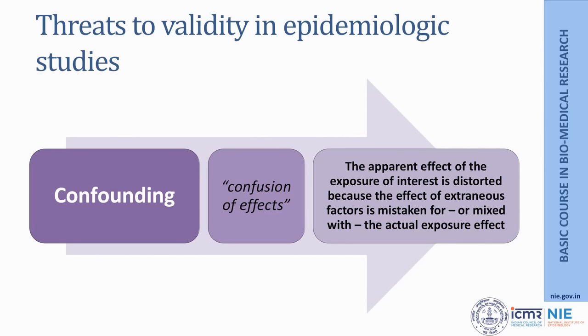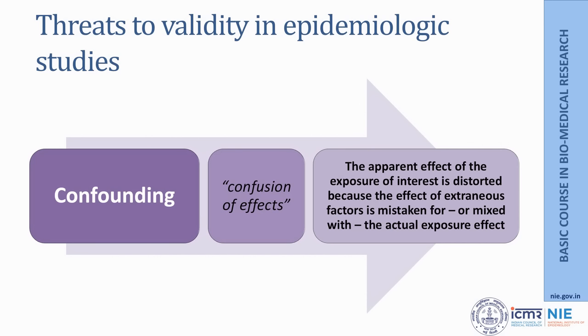Now we're going to look at the next threat to validity, which is called confounding. Confounding comes from a French word which actually means confusion of effects. Now, what effects are we talking about here? Remember, what we are doing in an epidemiological study is looking at the effect of an exposure on the outcome, whether if you're more exposed, you're more likely to get the disease or vice versa. What we want to know is the effect of this exposure on a particular outcome.